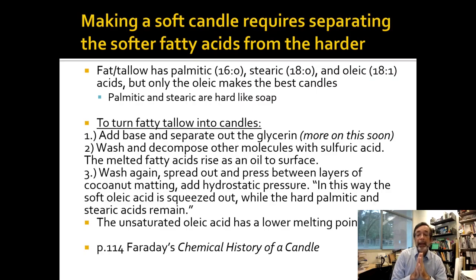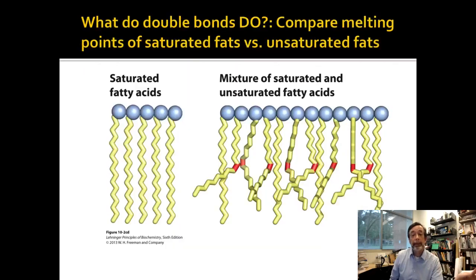And so you wash it again, and you press it between layers of coconut matting. And basically you add pressure by adding water pressure to it. The softer oleic acid will squeeze out through the matting because it's slightly liquid. The hard palmitic and stearic acids that are saturated will actually stay in the middle. And so what you do is you scrape off the soft oleic acid, and then you can mold that as much as you want. The unsaturated oleic acid has a lower melting point because it does this, okay?